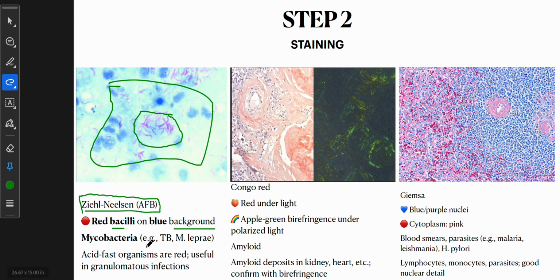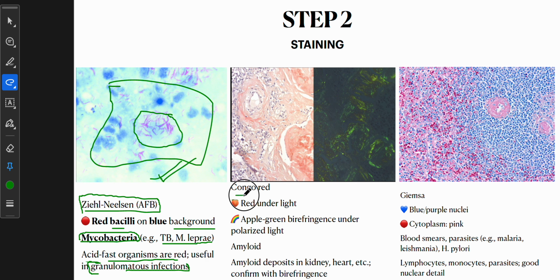So it is usually done for mycobacteria like tuberculosis and Mycobacterium leprae. Acid-fast organisms are red, useful in granulomatous infections, right? If the question is presenting granulomatous infection features, then it is most probably like this slide. You can easily recognize this slide now, right?